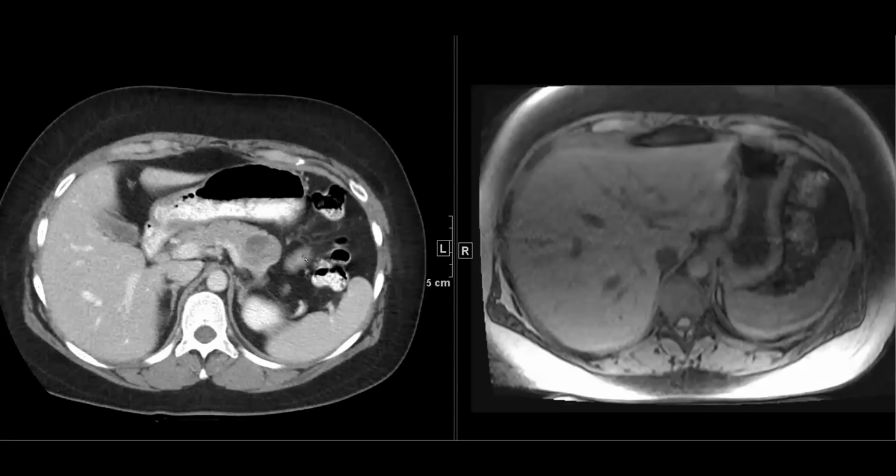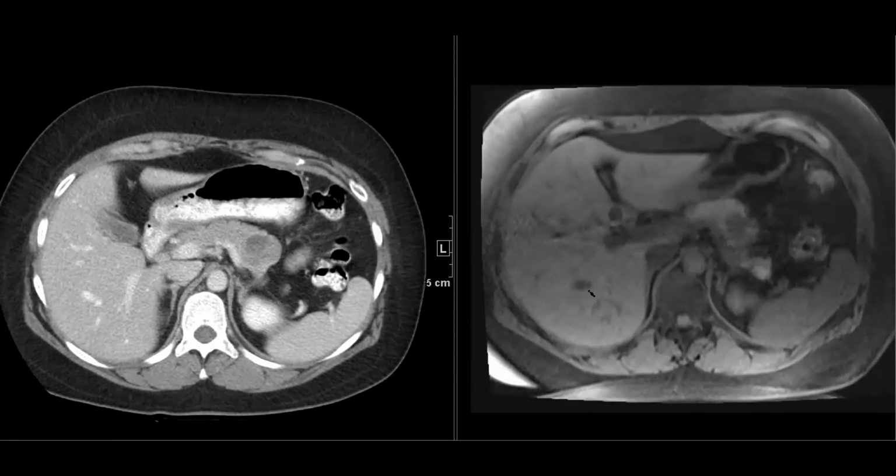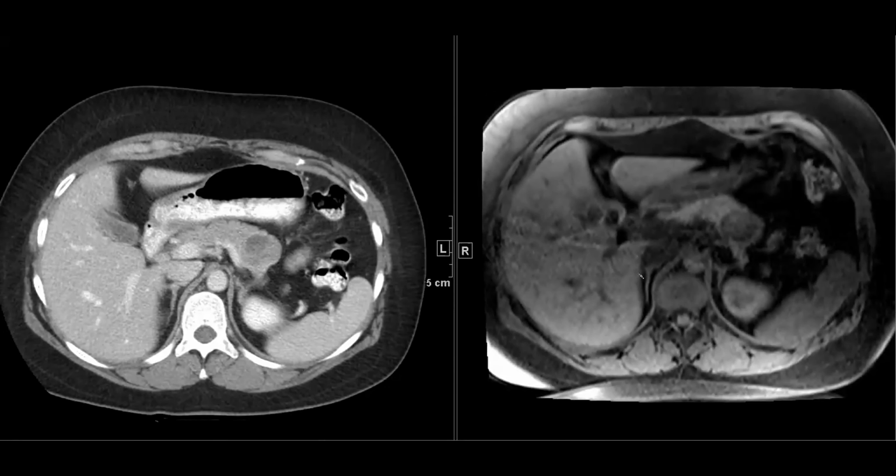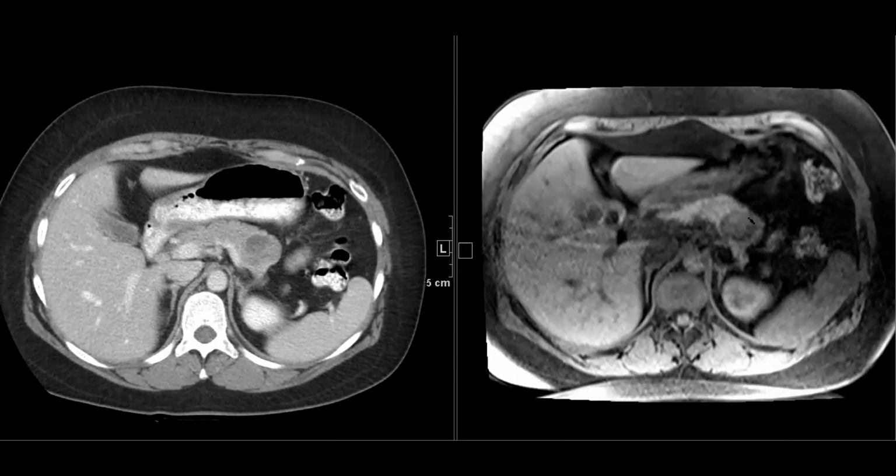And I think I have one more. Here's another one in a female. So you can see it can be in the tail, it can be in the body, head. Again, this is another one that has like a solid part and a cystic part. When we do our MRI pre-contrast, the cystic-y looking part actually has some T1 hyperintensity.